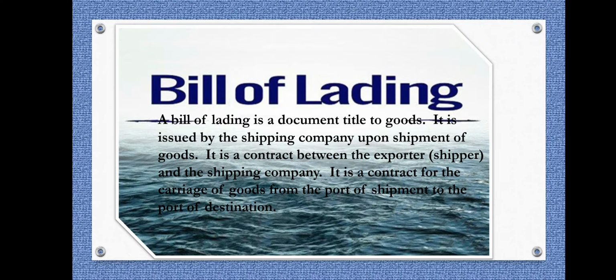Students, over here there are two ports, the port of shipment and the port of destination. It is the contract between them, port of shipment and port of destination. It is a contract between the exporter, that is shipper, and the shipping company, and it is always issued by the shipping company upon the shipment of goods.